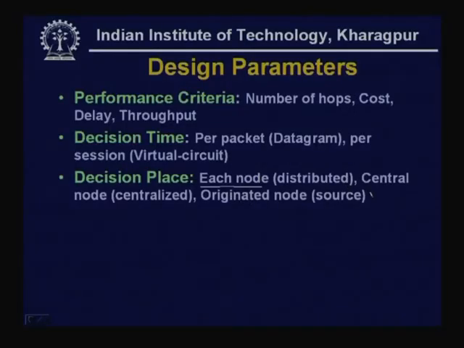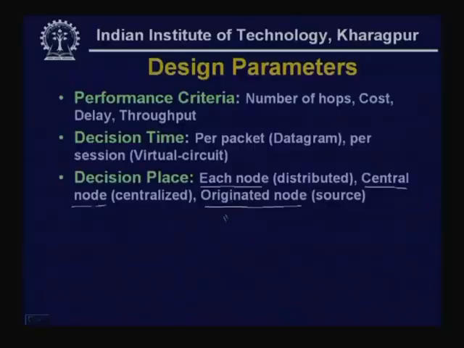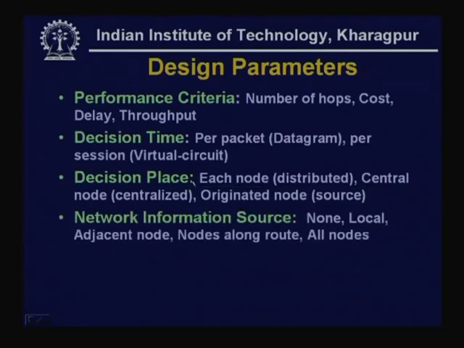Another possibility is that there can be a central node or central control node. So, in that central control node we will have some kind of routing table and which will decide about routing, then we call it centralized. Or it can be decided by the originating node, the node where it is originated. So, that decides in which direction it will go or what will be the next node. So, the decision place can be each node, central node or the originating node. In that case we call it source routing. So, this is the third important design parameter.